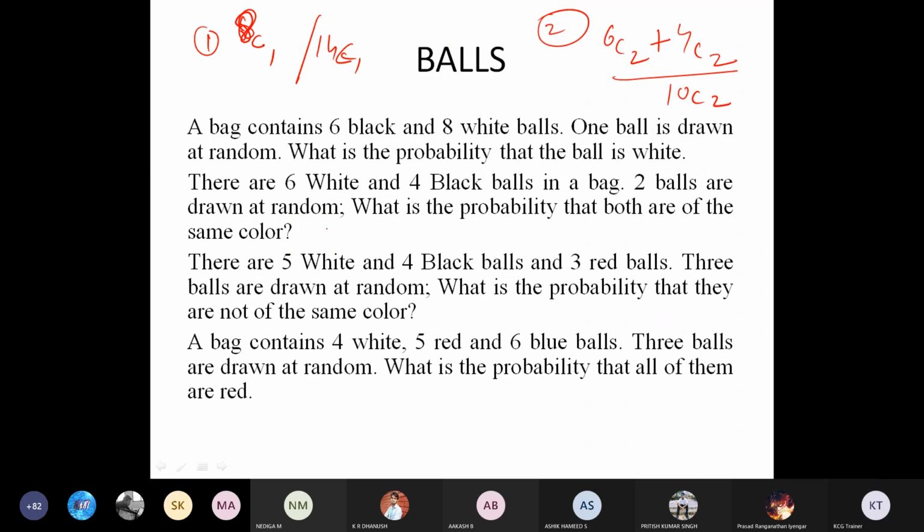Third question. There are 5 white, 4 black, 3 red. 3 balls are drawn at random. What is the probability they are not of same color? What do you understand by they are not of same color?